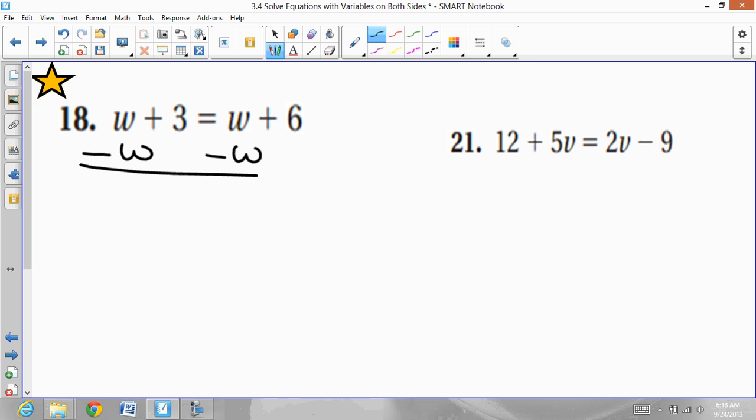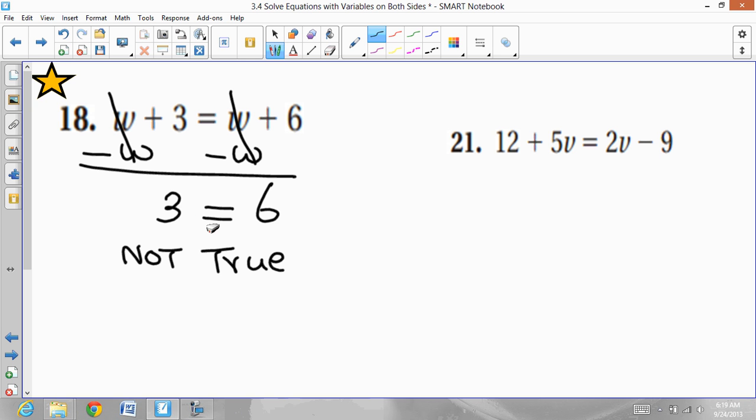So negative W. If you watch, positive W, negative W cancels out. Positive W, negative W cancels out. So all I'm left with is just 3 equals 6. Now, if I look at this question, 3 equals 6 is not true. Since it cannot be true, that means you do not have any solutions. So no solutions are possible.